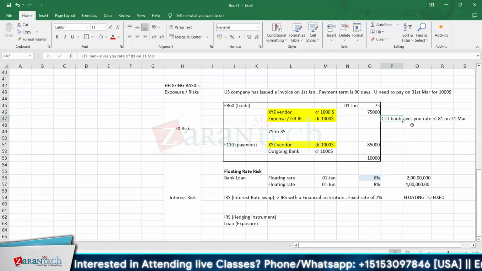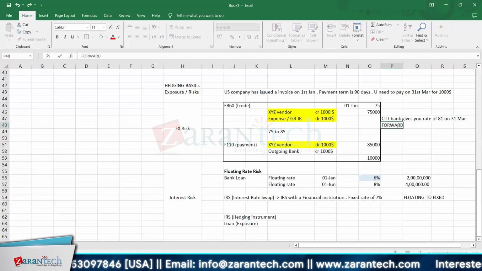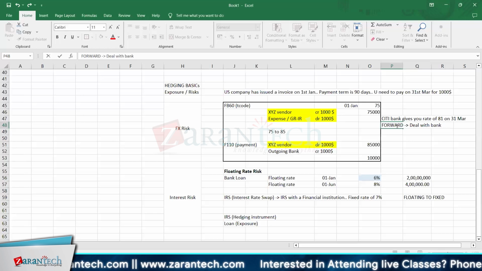For you, it doesn't matter whether you are losing the money or getting the money. From the company's point of view, what is more important is that you want to freeze that risk. In the sense, you want to make sure that you know how much you're going to spend on 31st of March. So that's why you take this deal, you create a forward, and you create a deal with the bank, and in that way, you freeze your risk. This is what is called hedging. This is the basic concept of hedging, where you have some exposure and you want to hedge against that exposure.